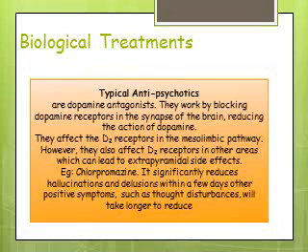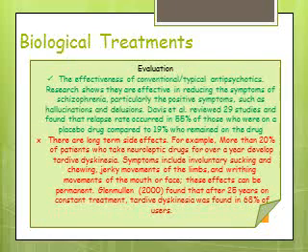Typical antipsychotics are dopamine antagonists. They work by blocking dopamine receptors at the synapse of the brain, reducing the action of dopamine. They affect the D2 receptors in the mesolimbic pathway. However, they also affect the D2 receptors in other areas, which can lead to extrapyramidal side effects. So chlorpromazine significantly reduces hallucinations and delusions within a few days, and other positive symptoms such as thought disturbances will take slightly longer to reduce.